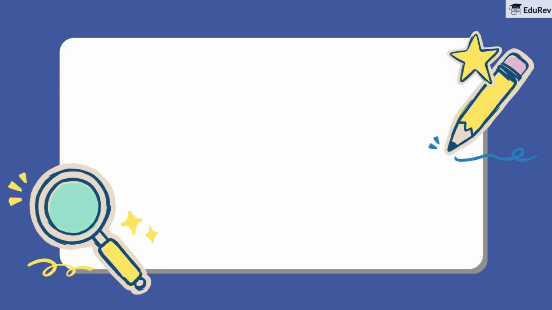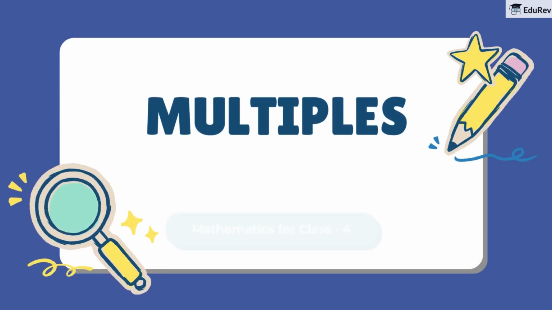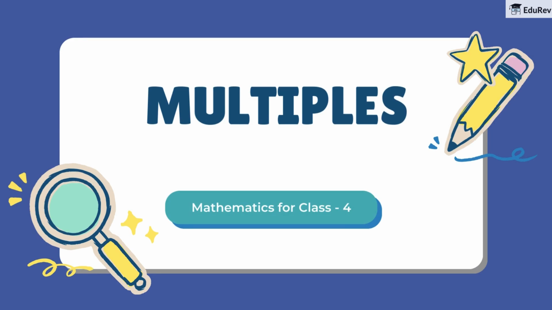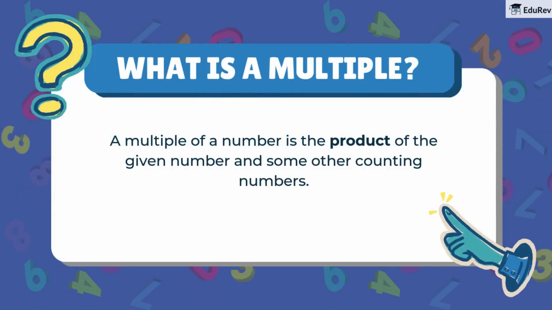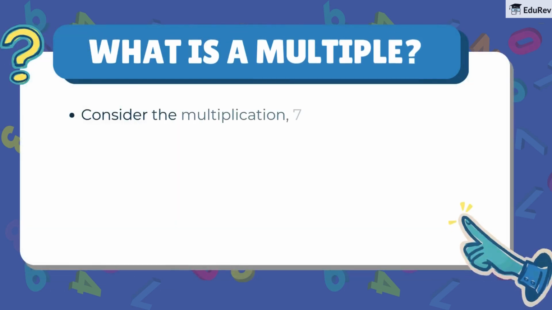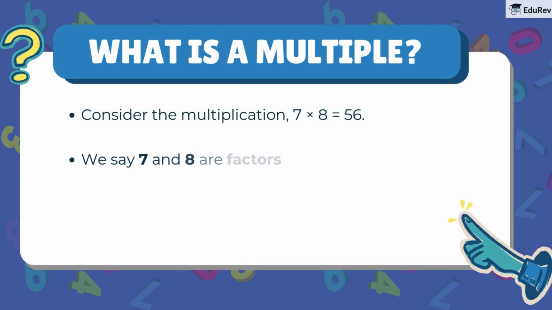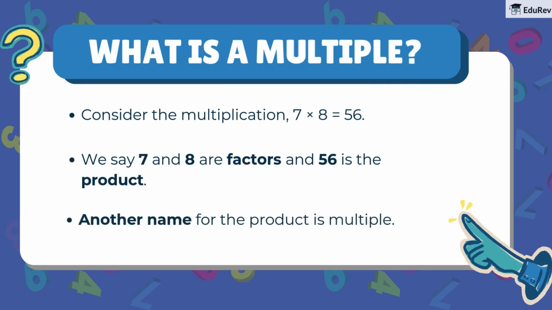Hello students, today we are going to learn about the topic multiples. A multiple of a number is the product of that number and some other counting numbers. For example, in the multiplication 7 times 8 equals 56, we say 7 and 8 are factors and 56 is the product. Another name for the product is multiple.